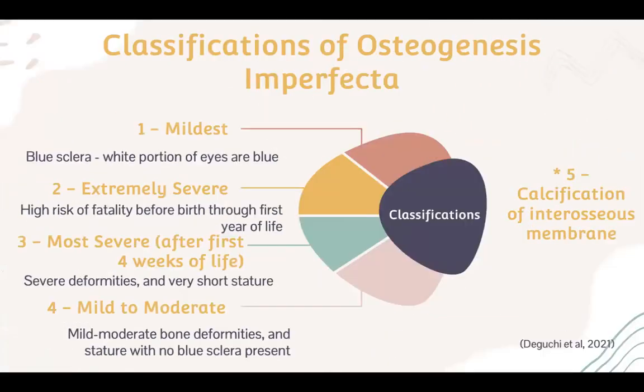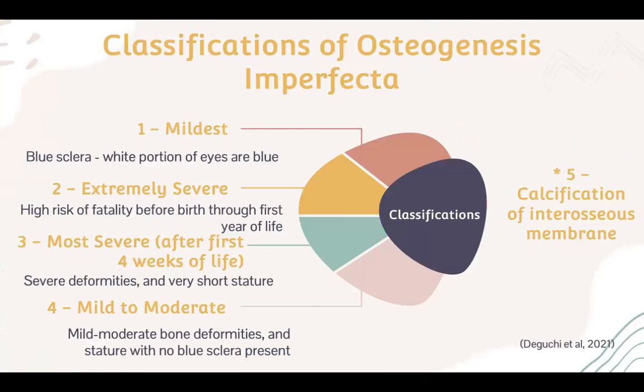So for classifications of osteogenesis imperfecta, there are technically 5 classifications. The 5th classification has been discovered in more recent research. So the first classification is mild. The mildest version is just blue sclera. That is, the white portion of the eyes is tinted blue. So they're not really showing signs of bone deformities or anything like that.